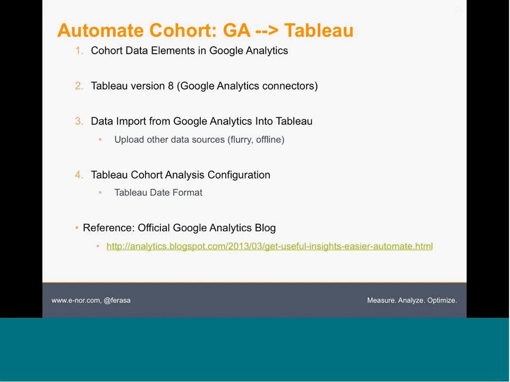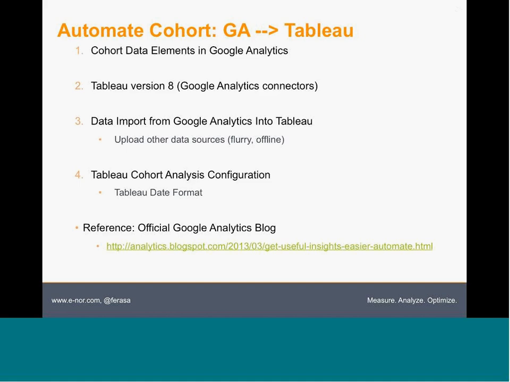So, you make sure you have your core data elements, your primary key and your date stamp, available in your Google Analytics data. Make sure you're on Tableau version 8 and you have the connector available for you. And then you import data from Google Analytics into Tableau with the connector. Then you upload your other data sources, in our use case here, the Flurry and offline data. And then you run the Tableau analysis configuration that we've outlined in this post.